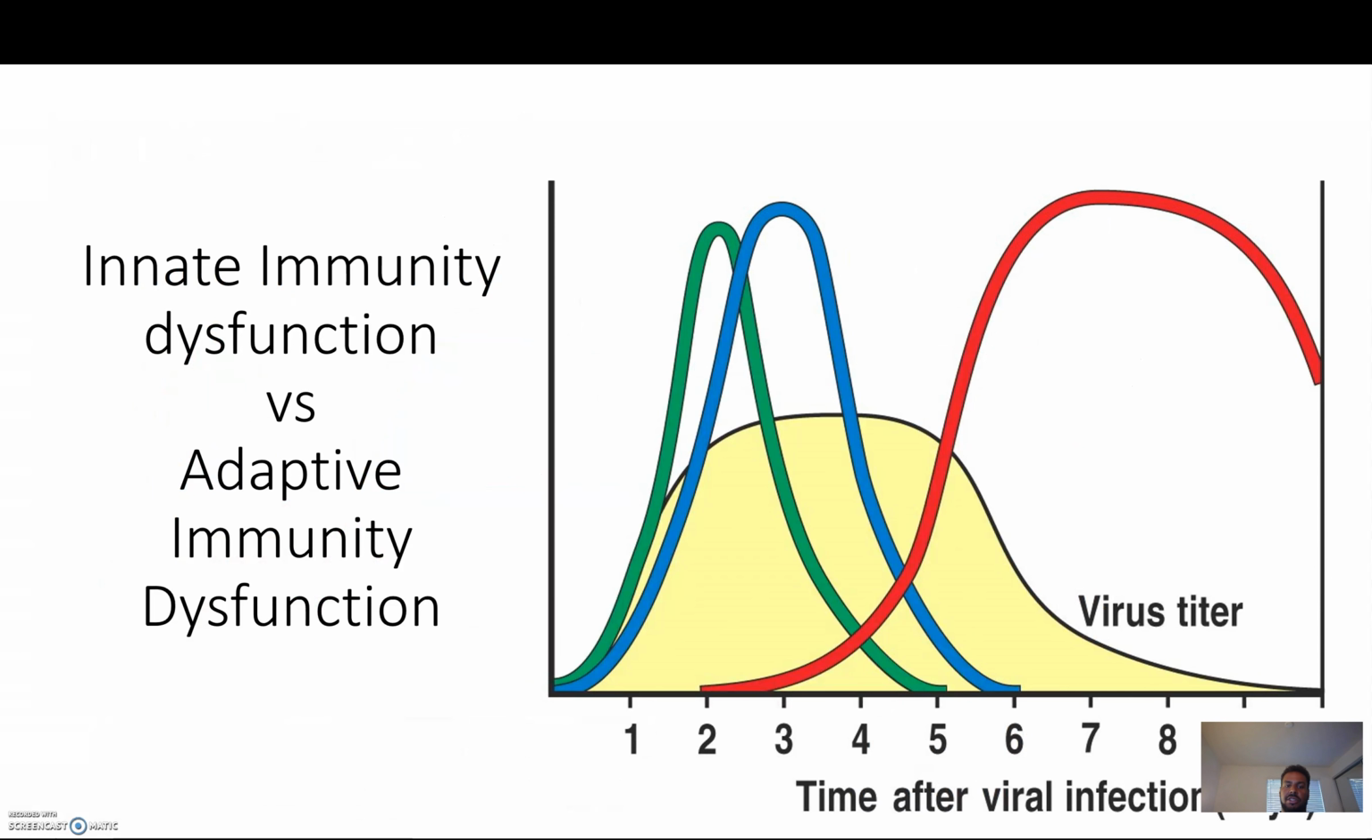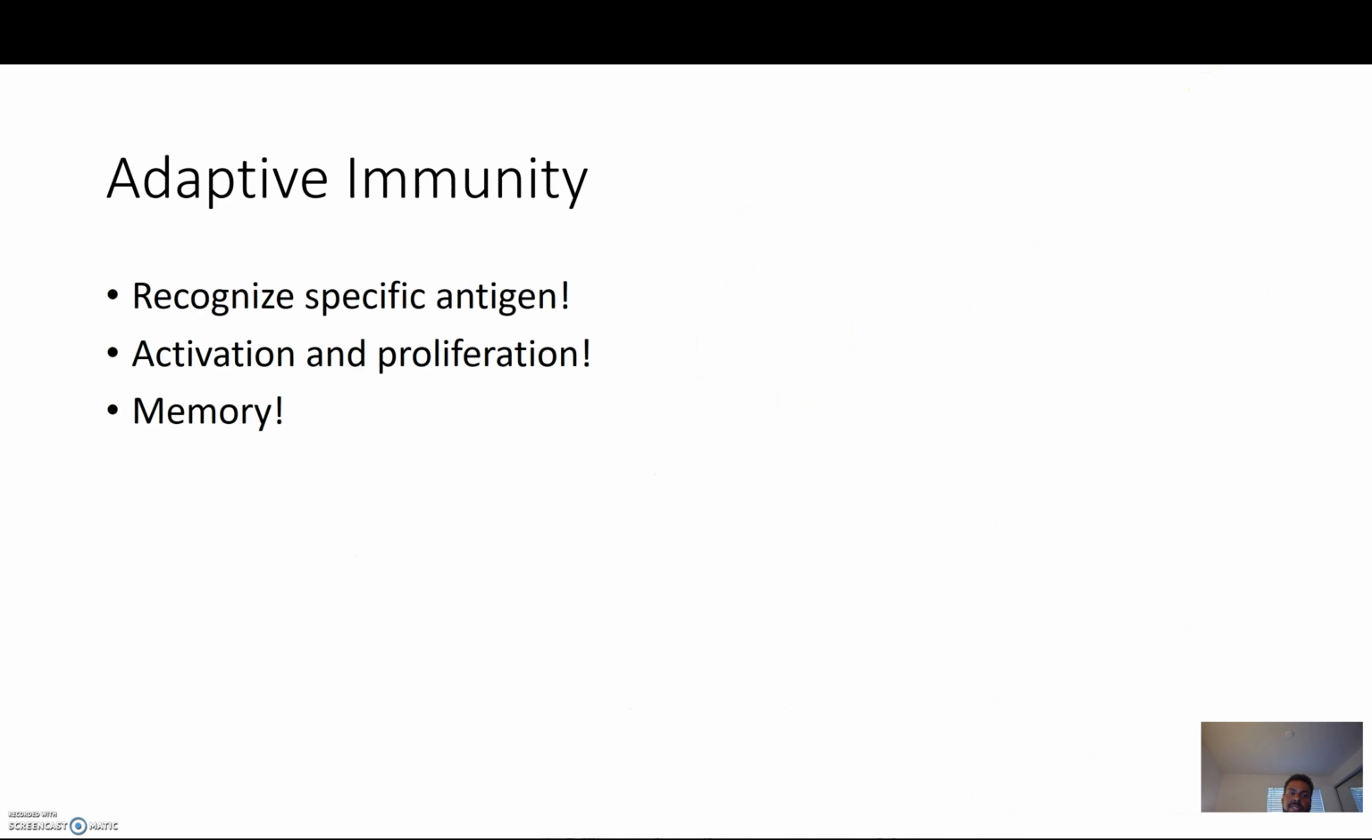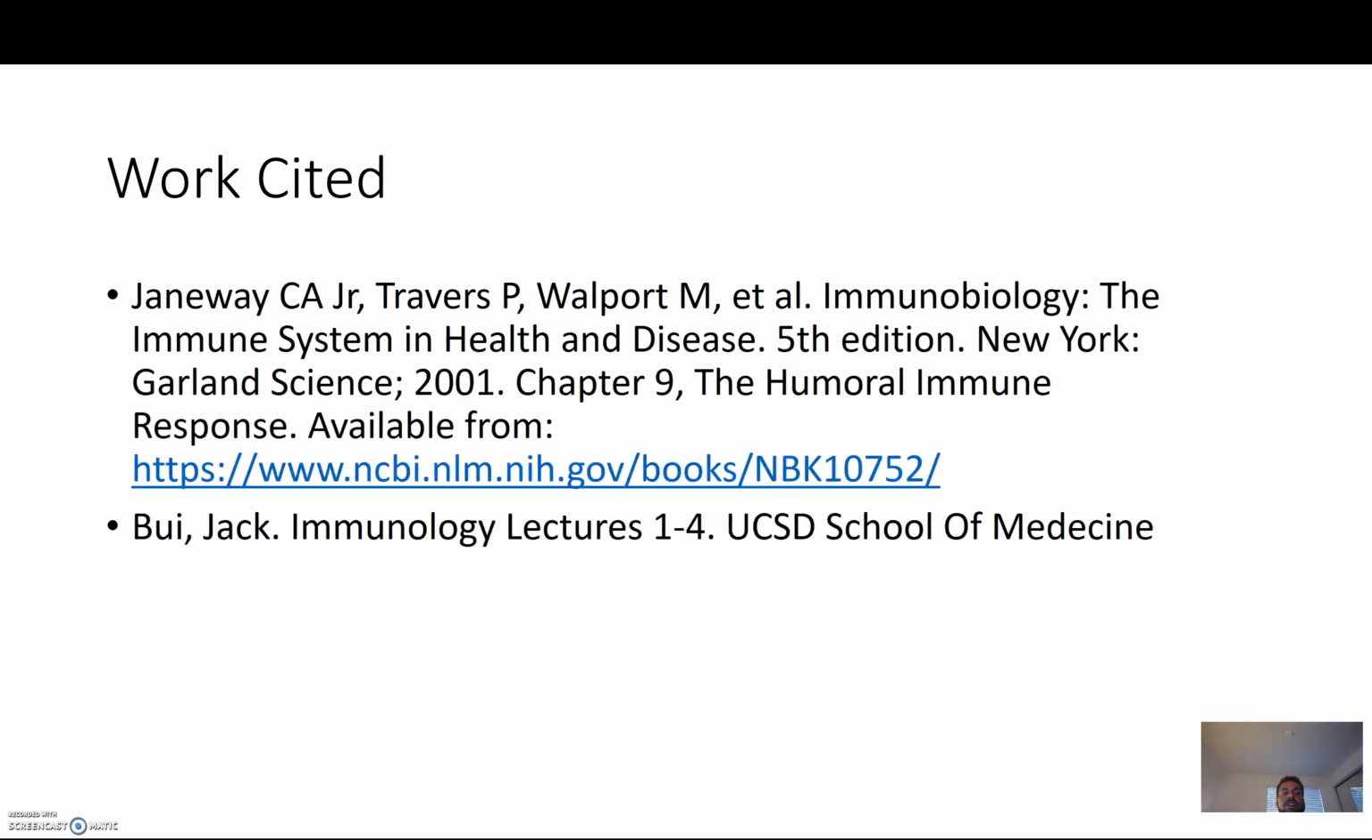So what happens if there's a dysfunction? If there's a dysfunction in our innate immune response, we never see that plateau. We don't get the adaptive cells activated. So the virus just continues to grow. Now, if we have a dysfunction of our adaptive immunity, we'll see our virus titer plateau, but then there's no adaptive response and it grows. Adaptive immunity recognizes specific antigens, there's activation, proliferation, and there's memory, and it's responsible for killing the virus off.